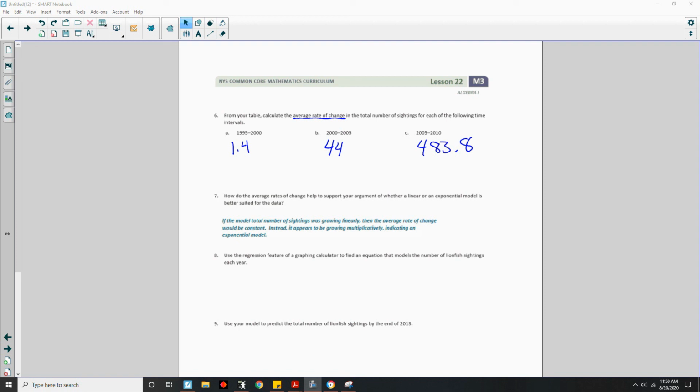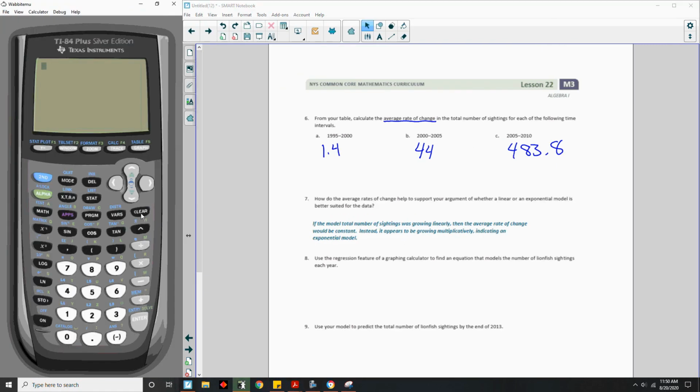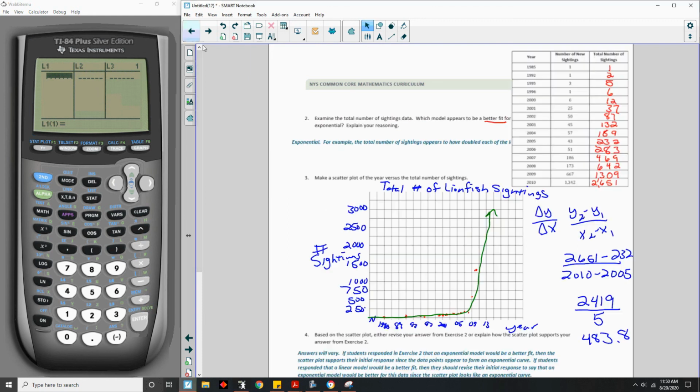Number 8 says to use the regression feature of a graphing calculator to find an equation that models the number of lionfish sightings each year. So now we're going to use our calculator, and we're going to go to Stat, Edit. There's stuff in there, so I'm going to go back to Stat and clear the lists. I'm going to press 4, clear L1, comma, clear L2, enter, done. Now when I go Stat, Enter, they're blank. And we're going to put our L1 as our years.